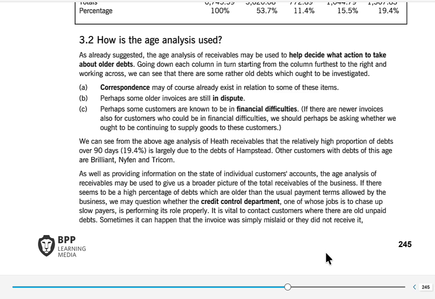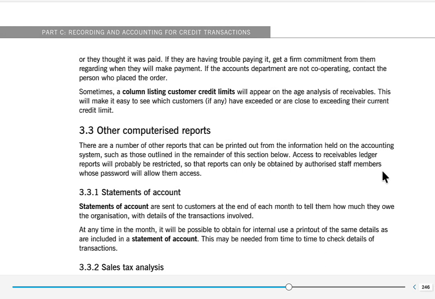Common exam mistake to avoid. Do not say the age analysis shows profit or shows sales. It does not. It shows outstanding receivables grouped by age to support credit control and collection. That completes Lesson 3.2. All right, class, now we are on Lesson 3.3, Other Computerized Reports.